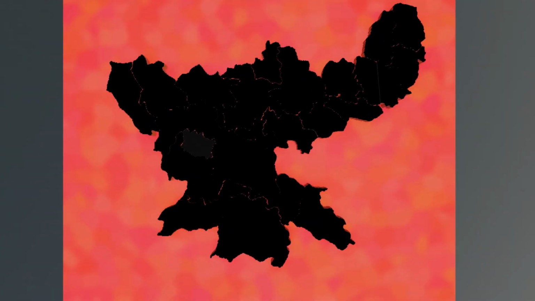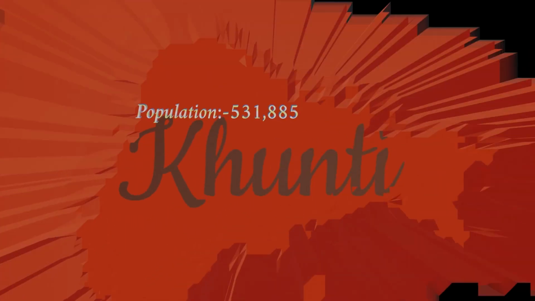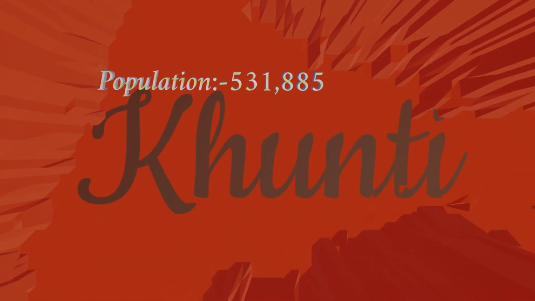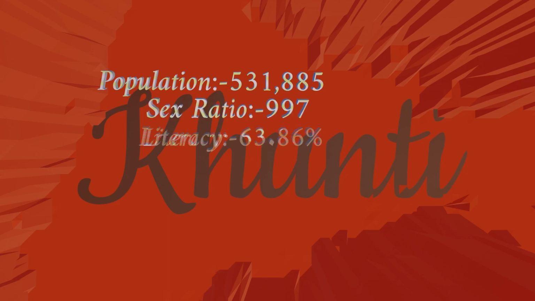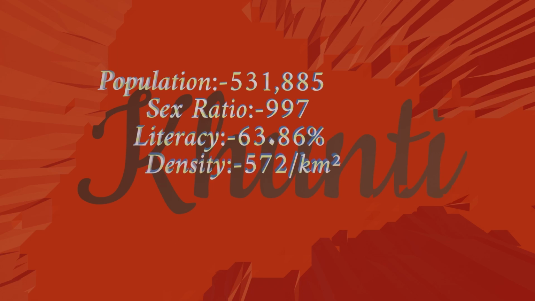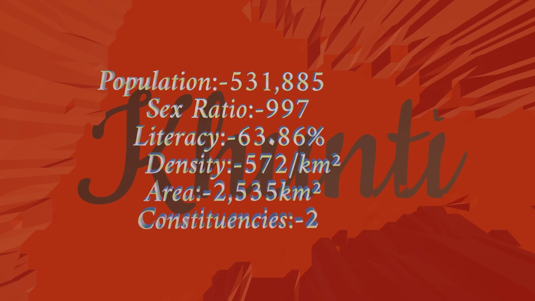Now let us move to Khoti. Population of Khoti is 531,885. Sex ratio is 997. Literacy rate is 63.86%. Density is 572 per kilometer square. Area is 2535 kilometer square. Constituencies are 2.